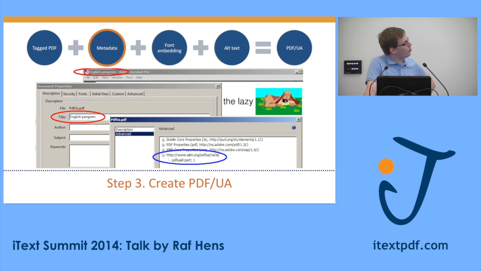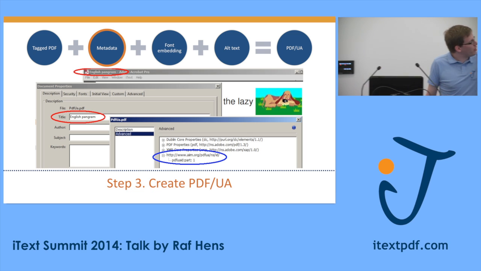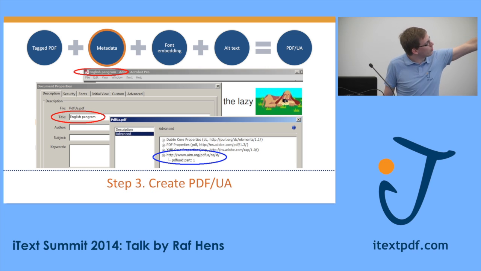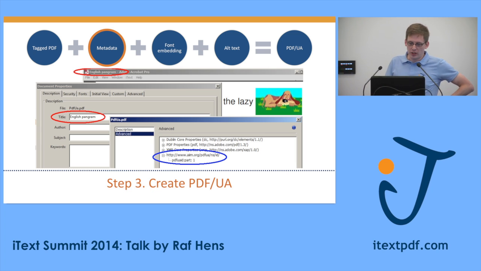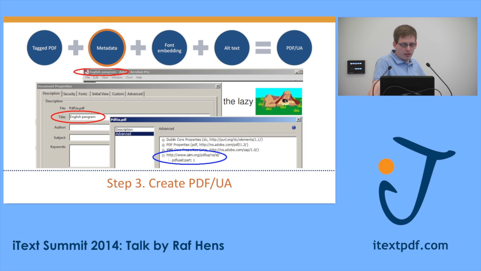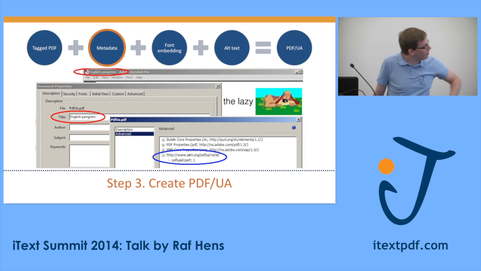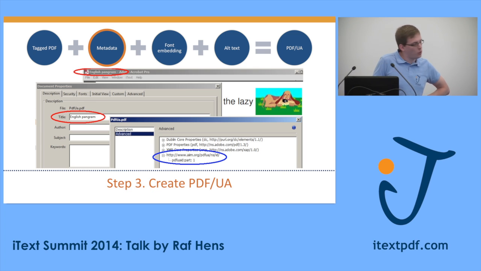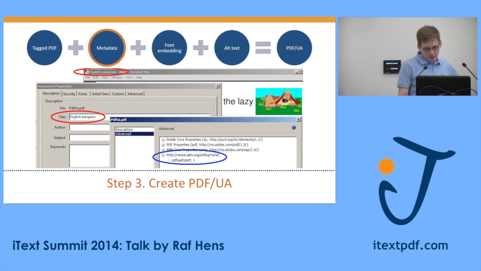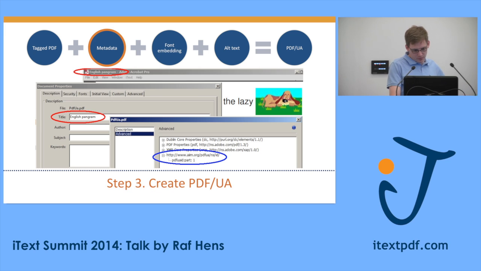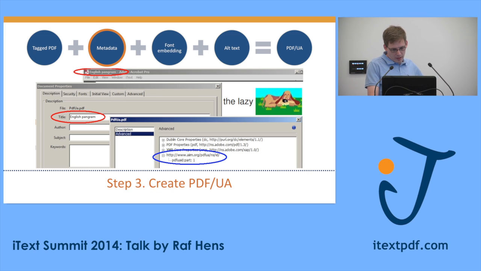If you look at the document properties of the resulting document, you can see that the title is now English pangram. Acrobat or Reader is showing it in the heading of the window, showing the document title. And we have identified the document, as you can see in the XMP metadata, as a PDF UA document. Okay, so now the PDF viewer knows how to deal with this document, treating it as PDF UA.